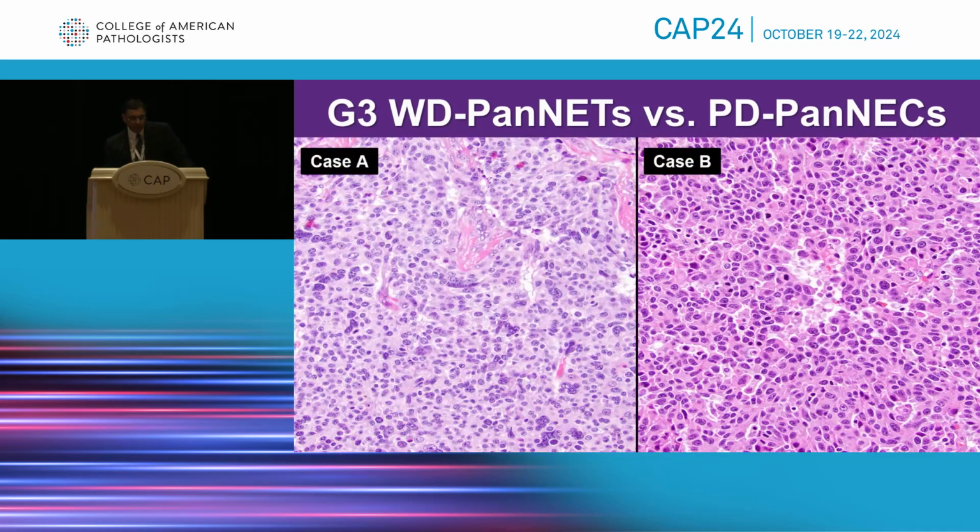The problem, however, is that when they have a high Ki67, the distinction between these two entities can be challenging. Many G3 well-differentiated neuroendocrine tumors, again, show resemblance to the islets of Langerhans, but can demonstrate histologic features overlapping with poorly differentiated neuroendocrine carcinomas. And between these two examples, without additional data, I can tell you that one of these two neoplasms is a G3 PANET, and the other one is a poorly differentiated neuroendocrine carcinoma. And the question really is, which one is which?